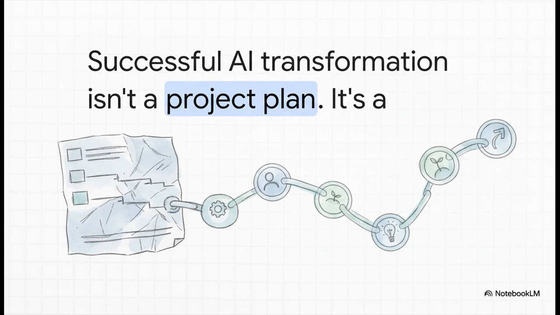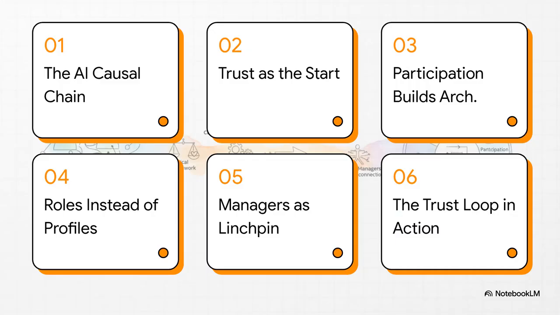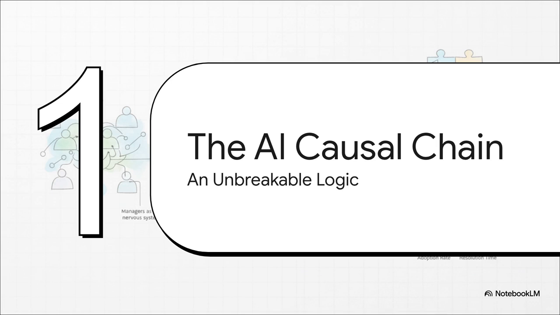Okay, so this is the crucial point, the main idea for today. We need a fundamental shift in how we think about this. We have to stop trying to manage AI adoption with Gantt charts and timelines. That's not how it works. We need to start seeing it as a logical, unbreakable sequence, a causal chain, where one step absolutely has to lead to the next. So, here's our roadmap. We are going to walk through this causal chain piece by piece, but think of it less like a checklist and more like the operating logic, the DNA of a successful transformation. All right, let's get into it.